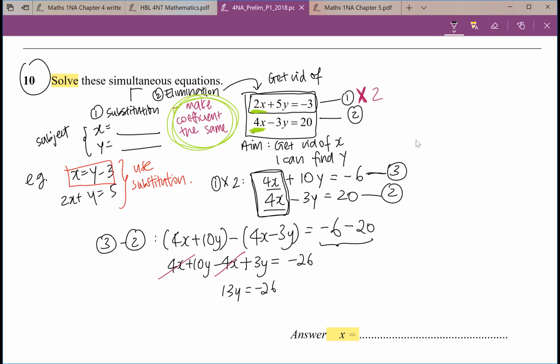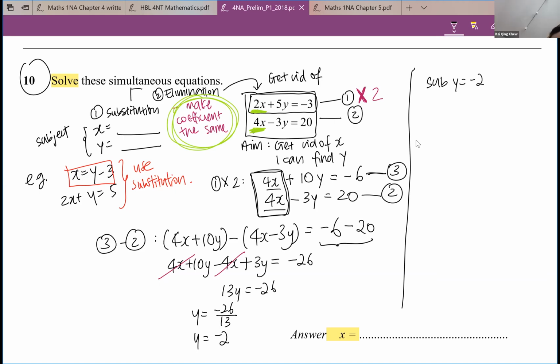So y equals? 26 divided by 13 equals 2. Negative 2. Okay. You're not done, you found y only, right? Haven't yet found x. Need to find x. So I sub y equals -2 into which equation?